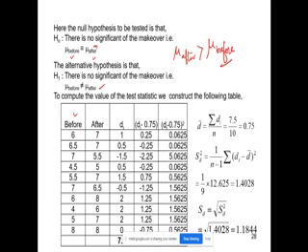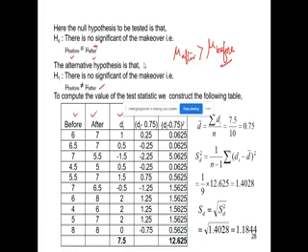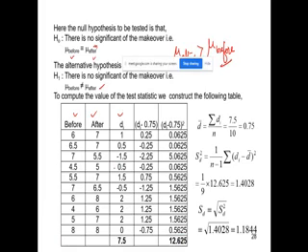So first we write the before values, then we write the after values, then find the difference of the two. Then we find the average of this difference. You see, I find the total of this difference here.